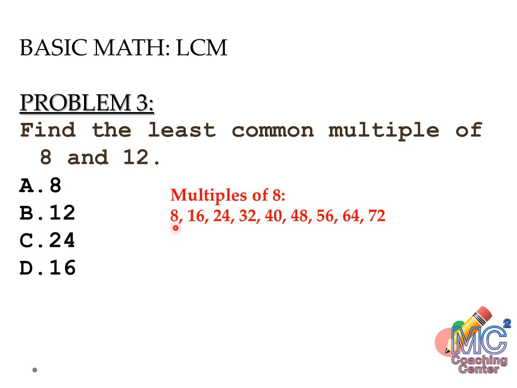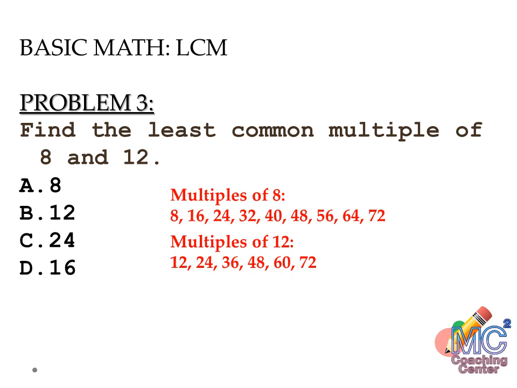8 times 1, 8. 8 times 2, 16. Times 3, 24. 8 times 4, 32. 8 times 5, 40. 8 times 6, 48. 8 times 7, 56. 8 times 8, 64. 8 times 9, 72. Patuloy basta multiple of 8. So, yun po yung mga multiples of 8. Multiples of 12. 12 times 1, 12. 12 times 2, 24. 12 times 3, 36. 12 times 4, 48. 12 times 5, 60. 12 times 6, that is 72.